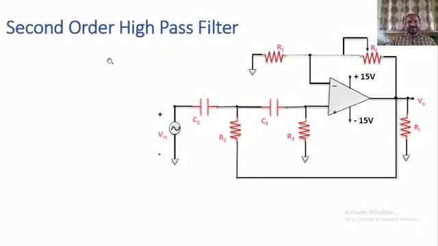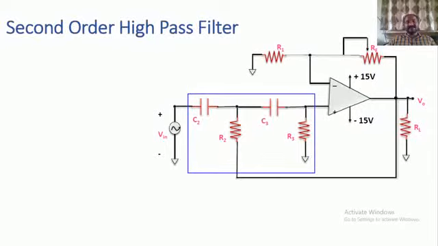So this is the second order high pass filter, because I am taking the output across the resistor. As I told you, I have two pairs of RC elements, C2, C3, R2, R3. This particular part of the diagram is acting as a second order high pass filter, and this one is acting as a feedback element, and we are taking the output across here.